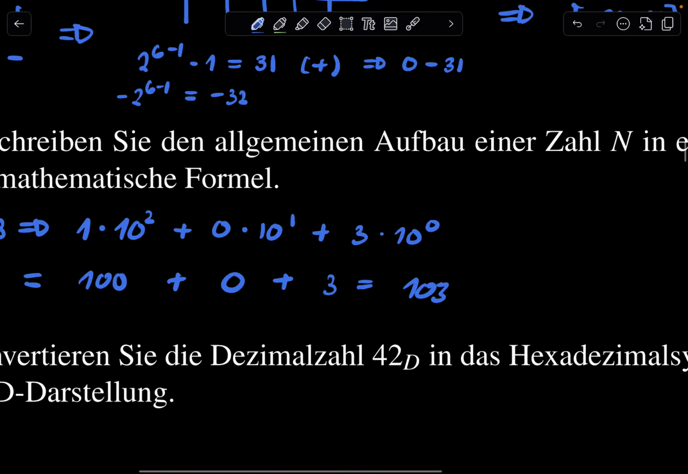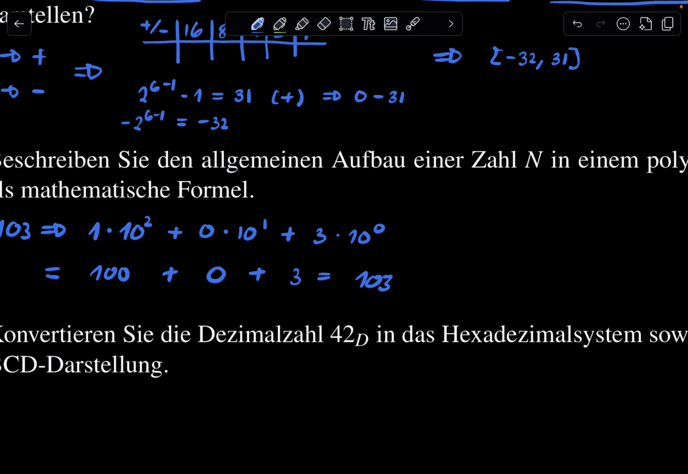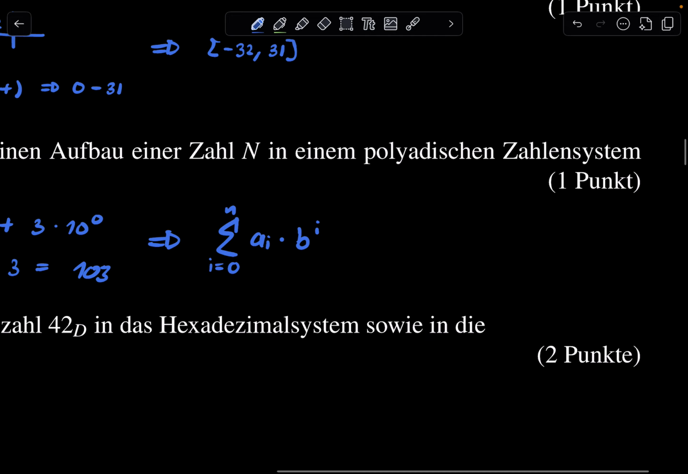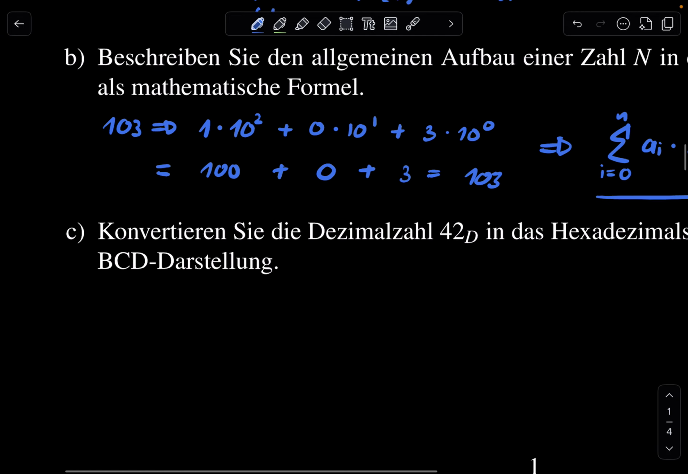So in the sense, it's always going to simply be this: the sum, where i begins at 0 up to n, of a_i times the base b_i to the power of i. This is, simply put, our solution.